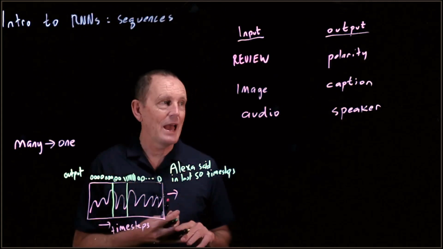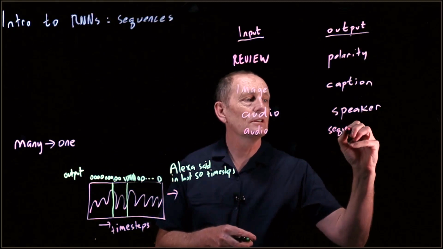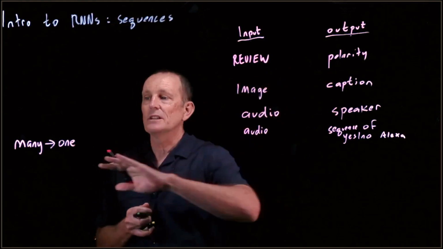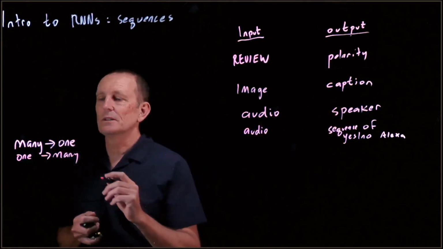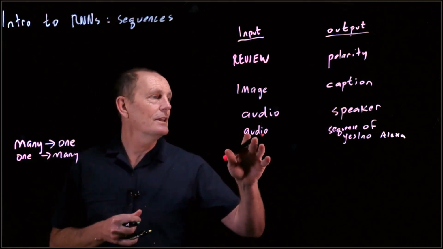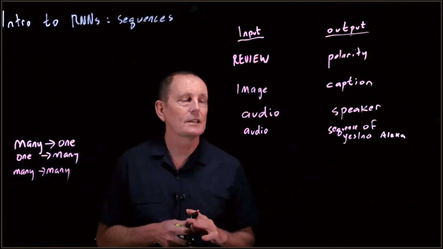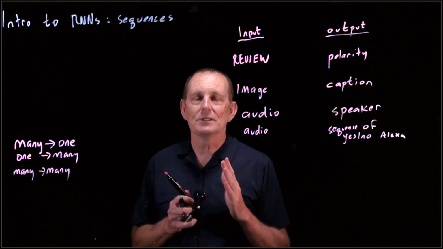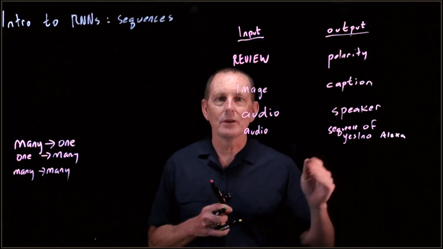So in this case, we have input, which is audio, and we have output, which is a sequence of yes, no, Alexa. The review to polarity is many to one. The image to caption is one to many. The audio to speaker is many to one. That is in terms of a sequence, right? Many inputs. The audio to sequence of yes, no's is many to many. And in particular, it's a case where the output sequence is tightly coupled to the input sequence. It's exactly the same length. So for every input, we have a corresponding output.